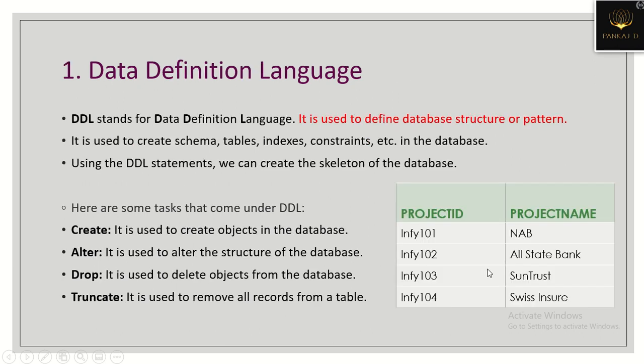So for example, I want to delete the project Swiss Insure. So I will delete from the project where ID is equal to infi 104. So what will happen? This particular record will be deleted.